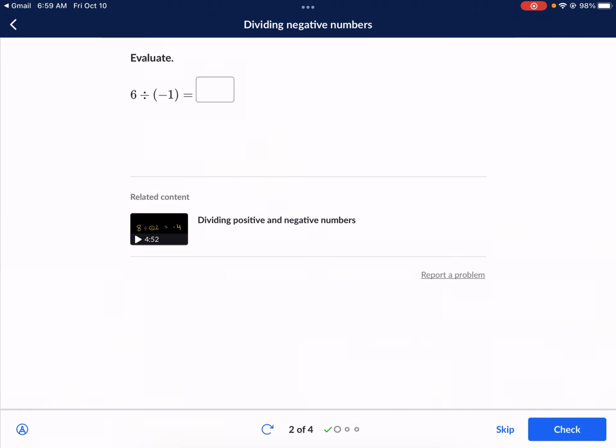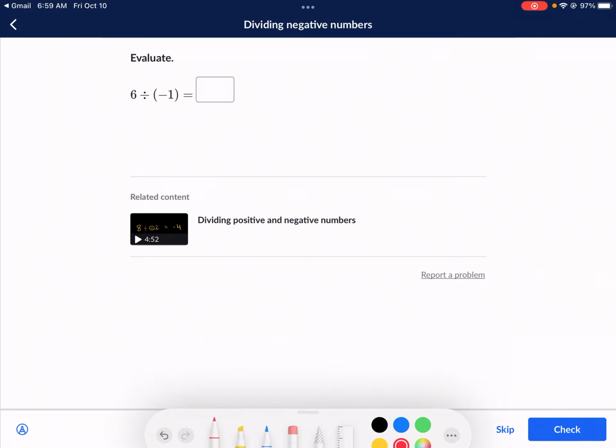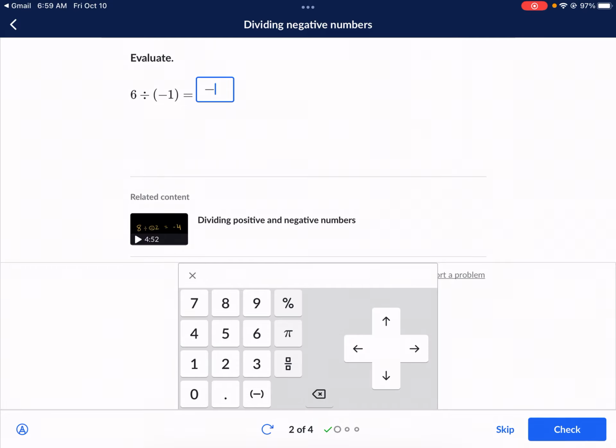Okay, so we have another exact same case here. We have 6 divided by negative 1. In other words, if you're struggling with the division, 6 equals something times negative 1. So what is that something? Well, it's going to be a negative 6. So negative 6 is the answer. 6 divided by negative 1 equals negative 6 because we only have one positive and one negative.